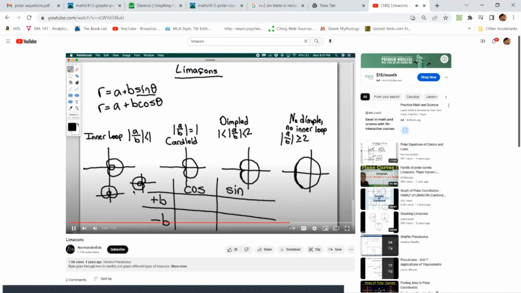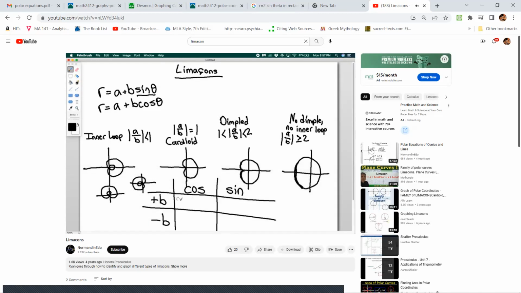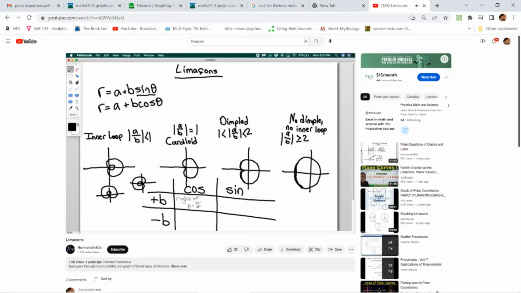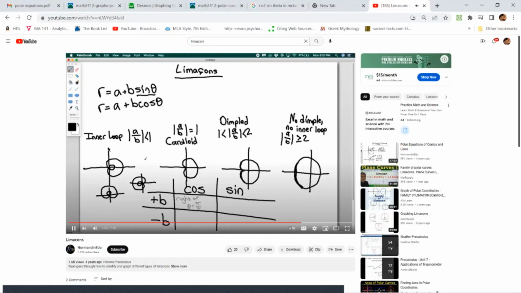So if you have a positive B and a cosine, I'm shrinking my stroke here. Positive B and a cosine means that you're going to have something that opens, remember, x-axis, opens to the right. So it's going to look like this. Now I could have an inner loop or not, depending on what B is, but it's going to look something like this. Then your limaçon is going to be to the right of the theta equals pi over 2 line.